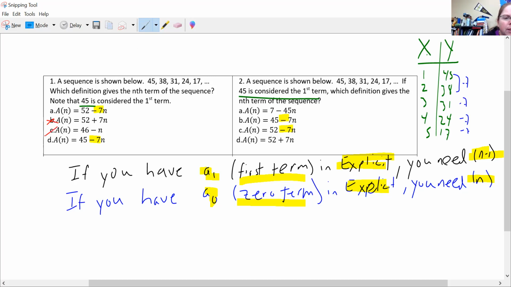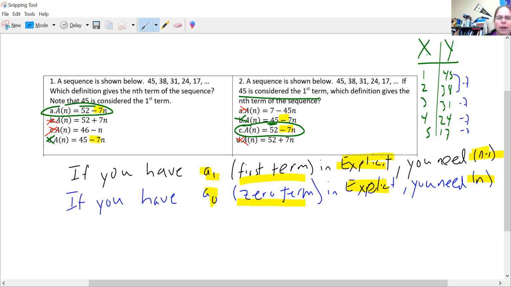So that means B and C on number 1 are thrown out, A and D are thrown out on the second one that I've got up here. And then trying to figure out what we need, well, we need a -7, and if we notice, our first term is 45. So that means on this one right here, I can't work with it because I don't have an n-1. I have the first term, I need an n-1. So that one gets thrown out, and we would just be this one.